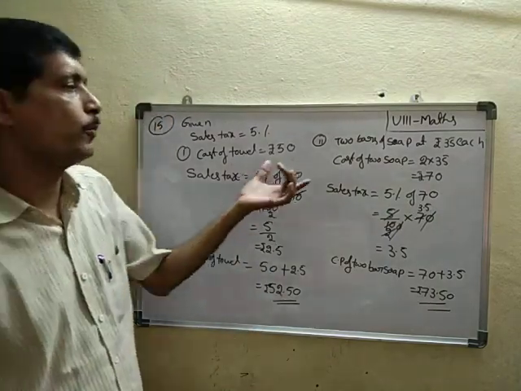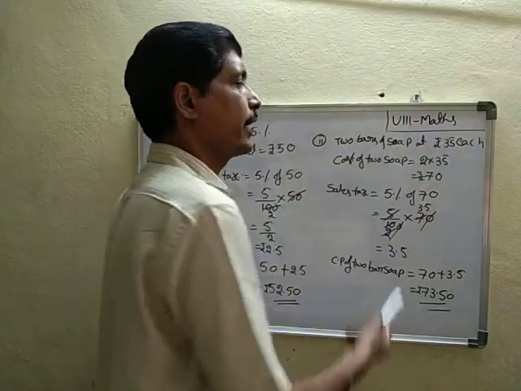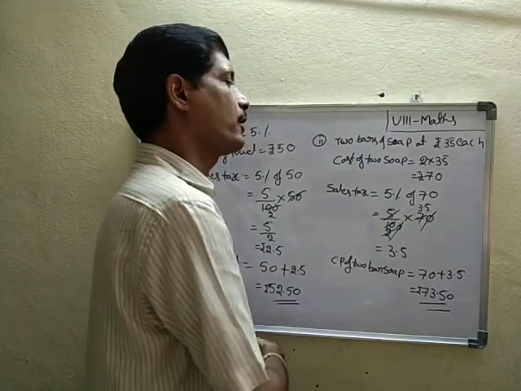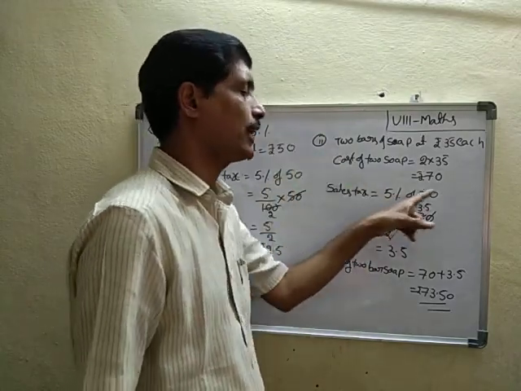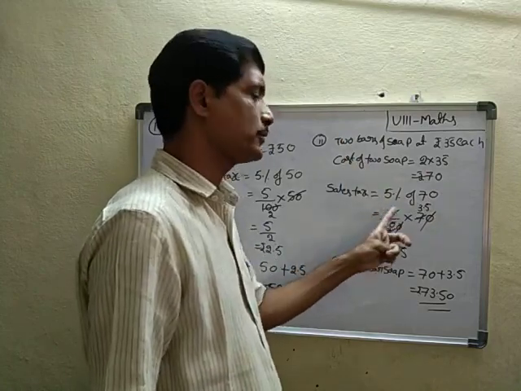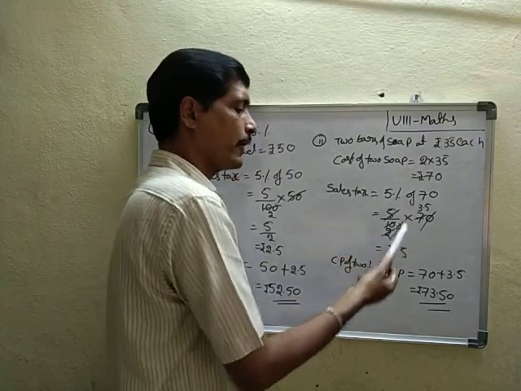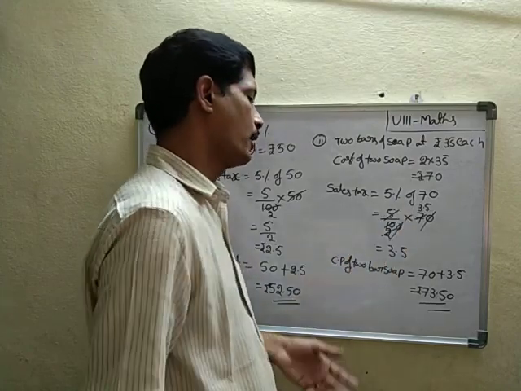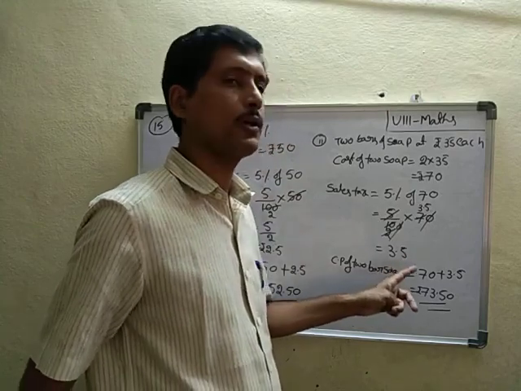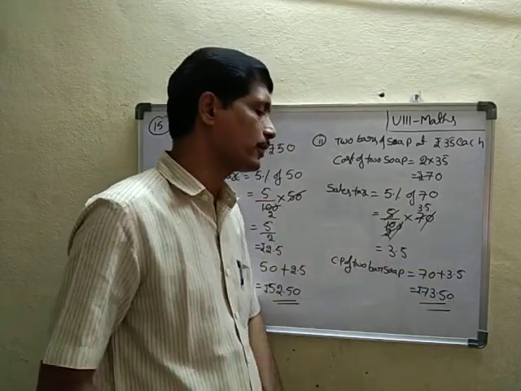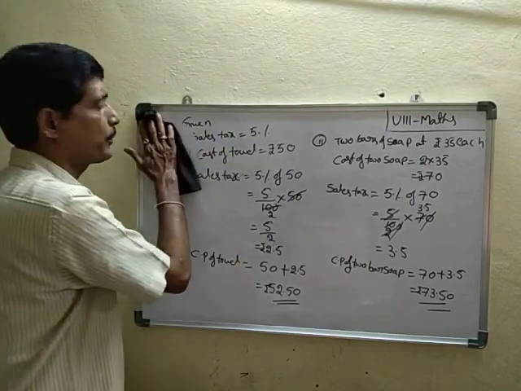Next 2 bars of soap at 35 rupees each. Therefore here 2 into 35, that equal to 70 rupees. Sales tax equal to 5%, therefore 5% of 70, 5 by 100 into 70. Here 1 0 get cancelled, 5 2 times 2, 3.5, that is 3.5 rupees or 3 rupees 50 paisa. Cost price of 2 bar soaps equal to 70 plus 3.5, that equal to 73.5 rupees or 73 rupees 50 paisa.